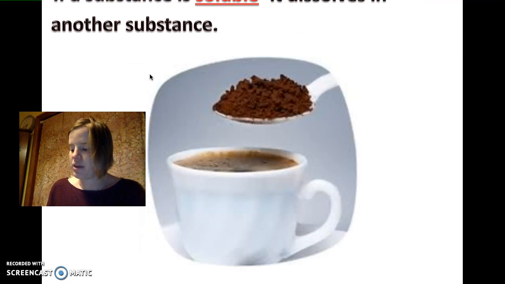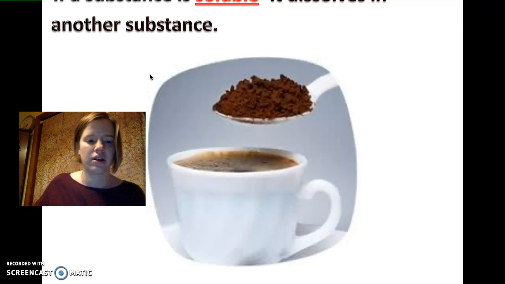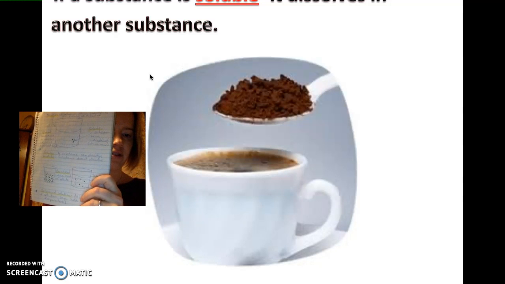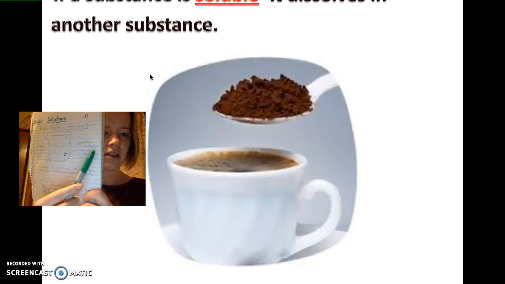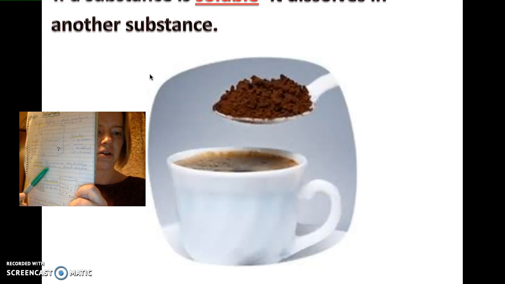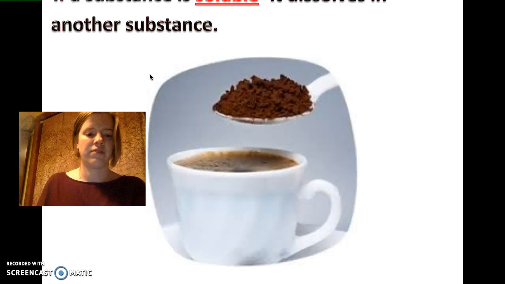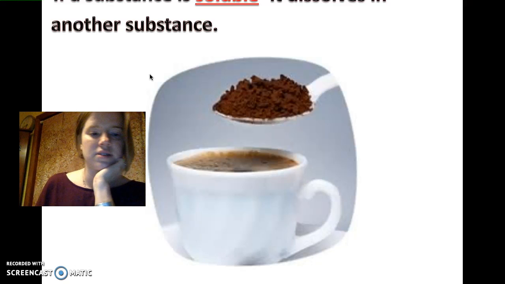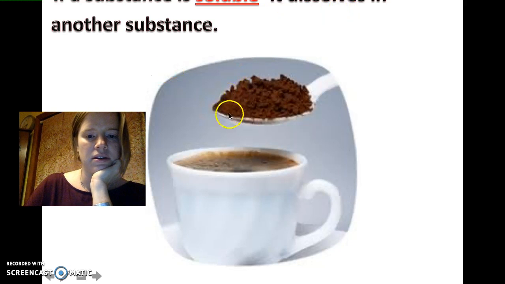Okay, something is soluble underneath your cup. I want you to write down these two next definitions, okay? I know I have things on the other side of the cup. We'll get to that in a second. I want you to go underneath your cup. The first definition is soluble. Soluble is a substance that can dissolve. So here you can see instant coffee. It can also be your hot chocolate, which we were talking about. Something that can dissolve in another substance is soluble.